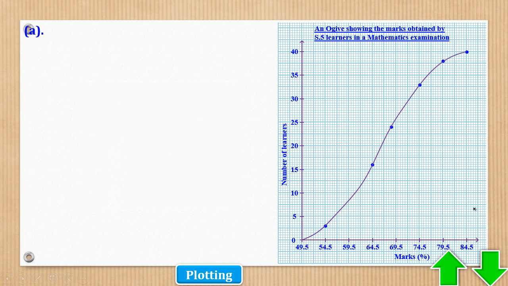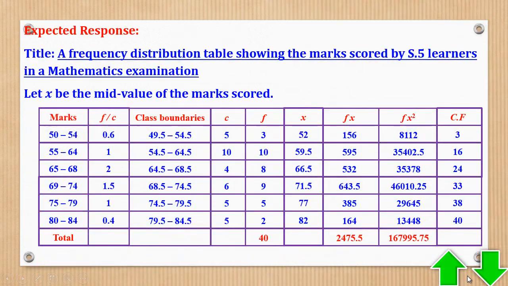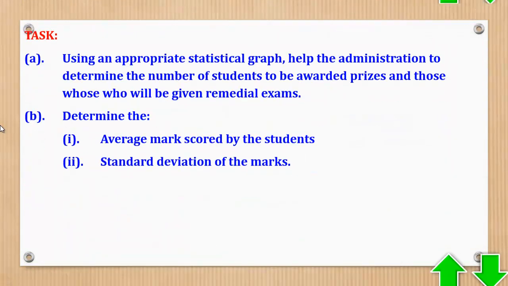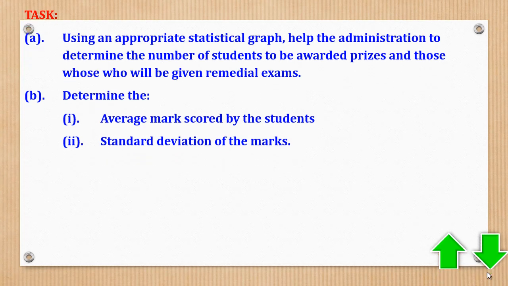So now that we have drawn the curve, we can now use it to estimate. In the estimation, let's go back to the task. They said use an appropriate statistical graph. Help the administration to determine the number of students to be awarded prizes and those who will be given a remedial. Remember, to be awarded, you must get above 78, and to get a remedial, you must get below 56.